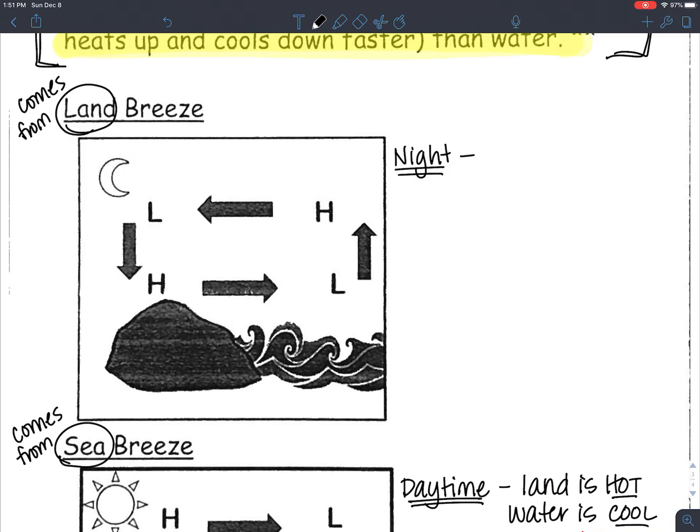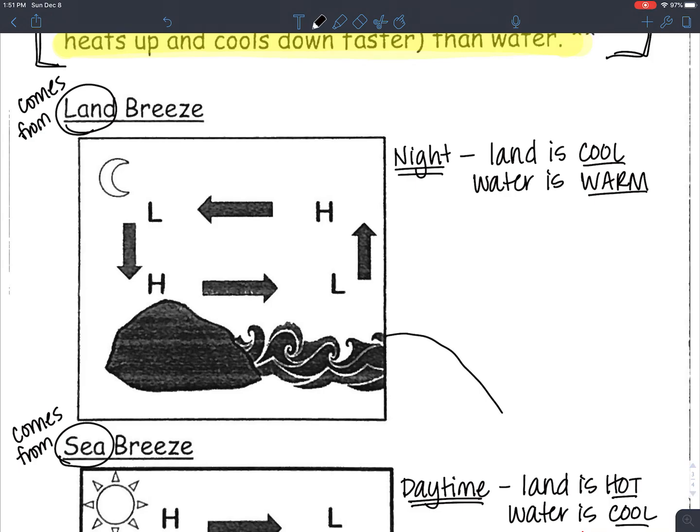At nighttime, what does the land start to do when the sun goes down? Good, the land is cool, which means that the water is still going to be warm. So the water is warm and the land is cool. Remember, the land heats up and cools down super fast. It takes the water a really long time to heat up and cool off.